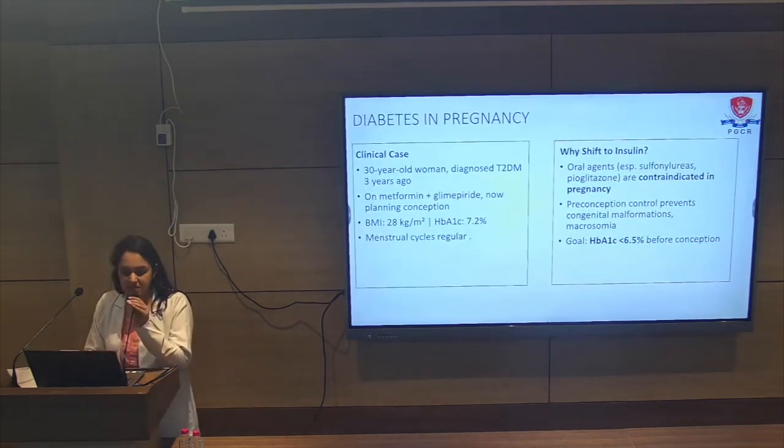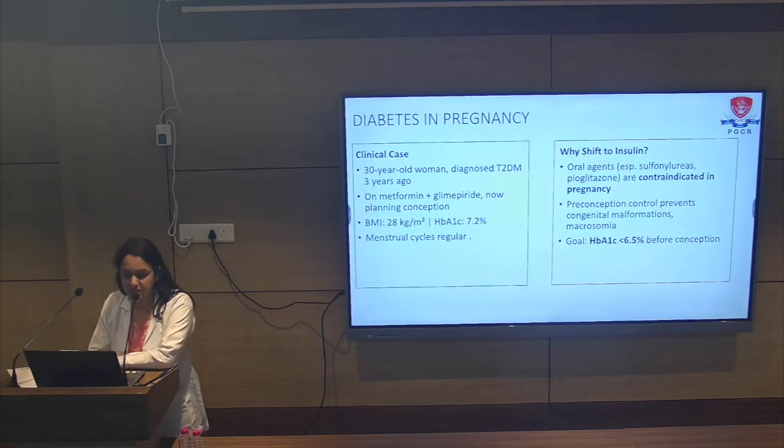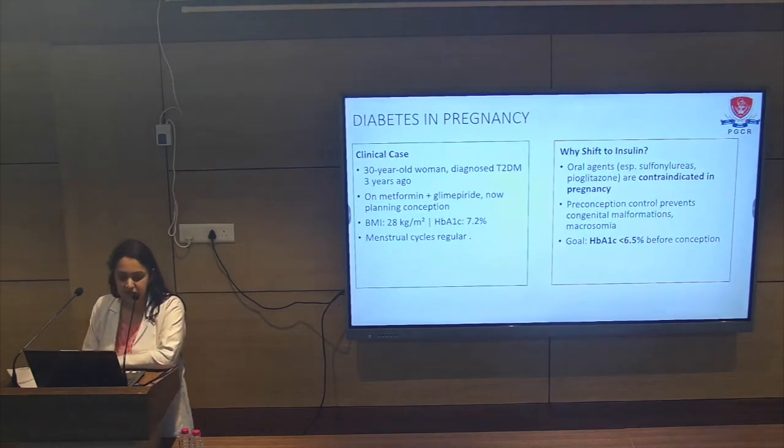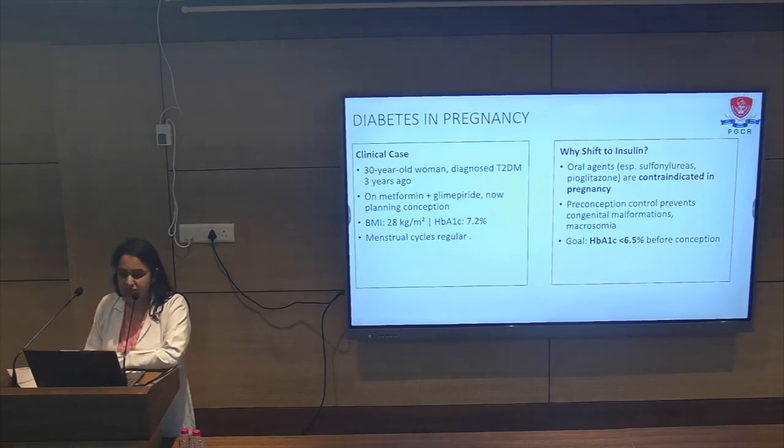Now diabetes in pregnancy. This is a 30-year-old woman diagnosed with type 2 diabetes 3 years ago, on metformin and glimepiride, now planning conception, with a BMI of 28 and HbA1c of 7.2. Now in these patients, why do we need to shift to insulin? Because oral agents, especially sulfonylureas and pioglitazone, are contraindicated in pregnancy. Preconception control prevents congenital malformations and macrosomia, and we aim for an HbA1c of less than 6.5 before conception.